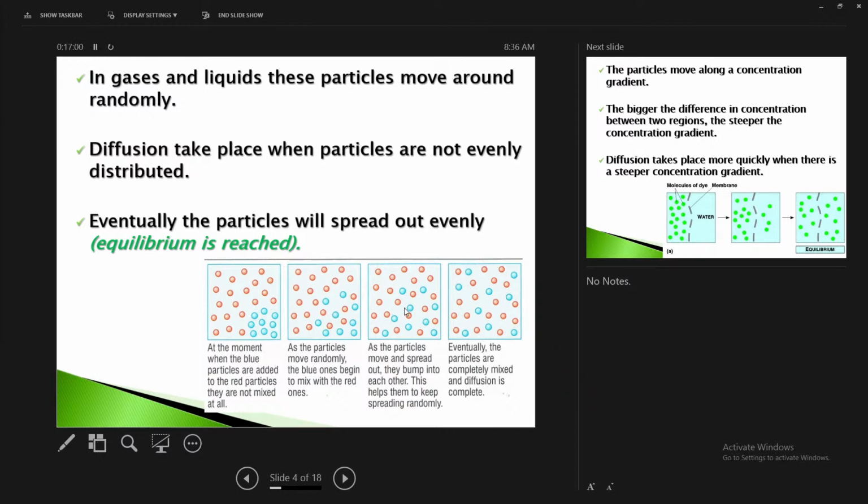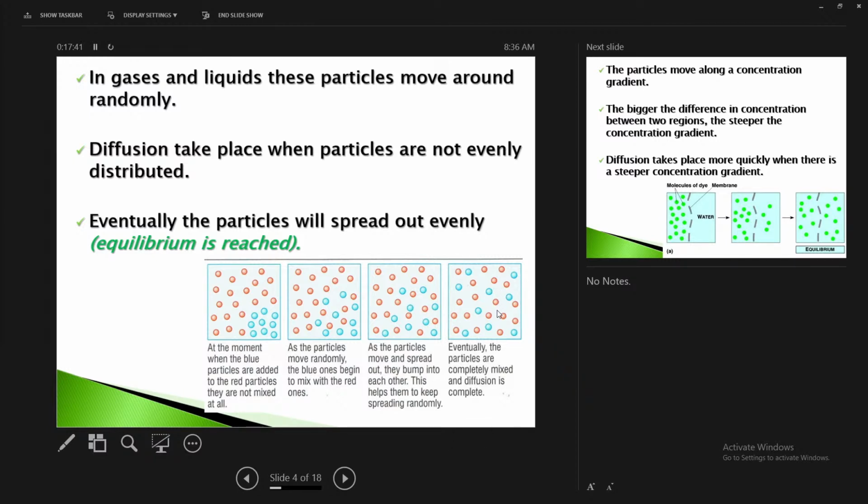And as I go to the third one, they are saying as the particles move and spread out, they bump into each other. This helps them to keep spreading randomly. So as you can see, in the third box, they are trying to spread out more in the entire box. So the goal is for the blue particles to evenly distribute themselves within the box there. And in the fourth box now, eventually the particles are completely mixed and diffusion is complete.